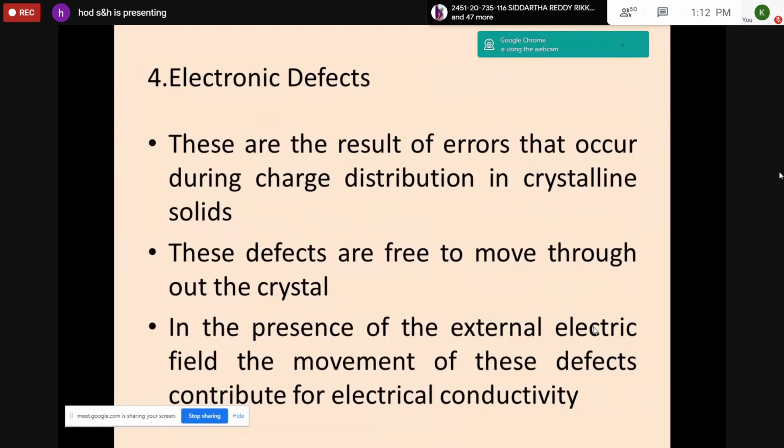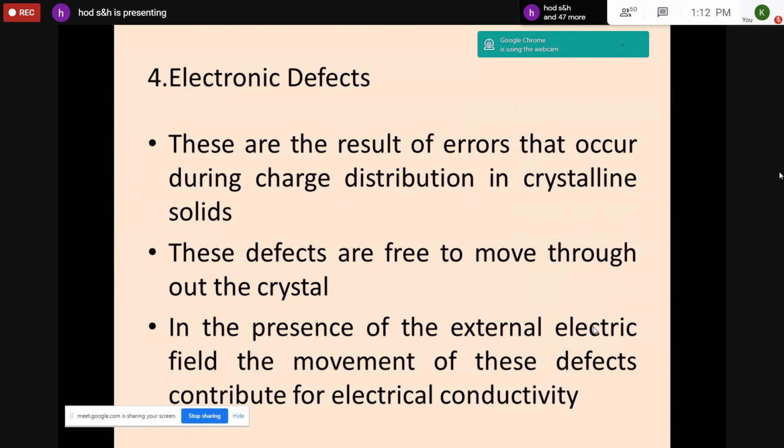And the fourth one in point defects is electronic defects. They occur because of errors in the original charge distribution in crystalline solids. So for NaCl you should have equal positive and negative ions, but during crystallization, a larger number of positive ions will be there.